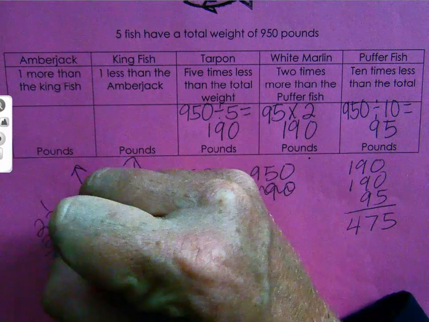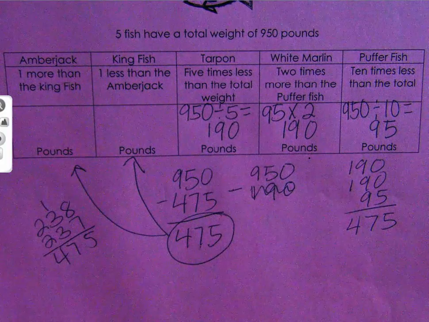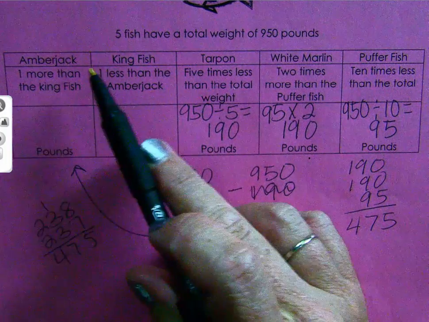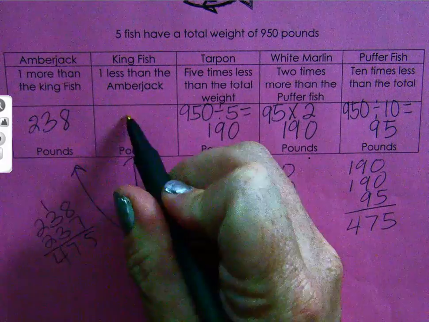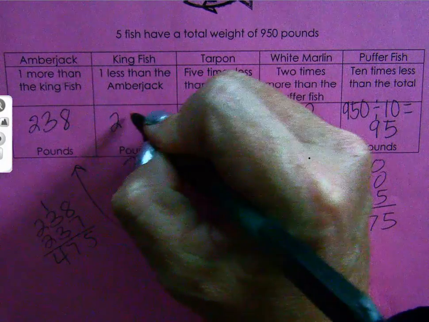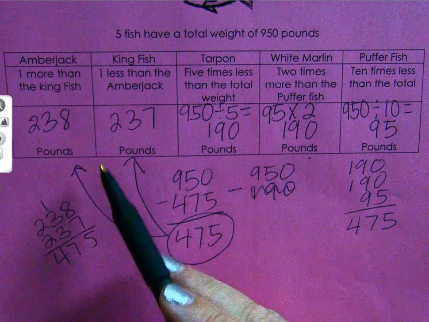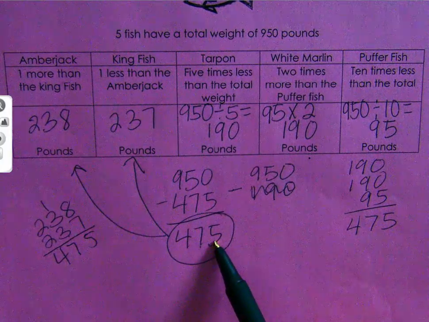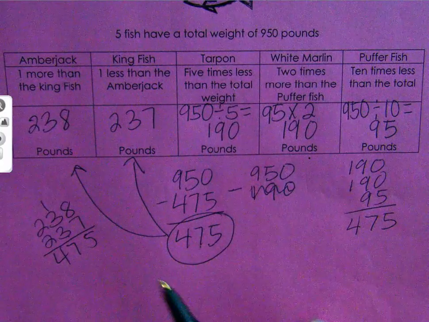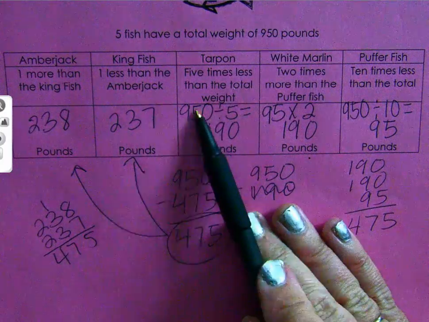I'm going to start with, I know that 238 and 237 are 475. So if the amberjack is 1 more, it would be the 238, and if the kingfish was 1 less, it would be 237. But again, that would be a guess and check. Originally, you just have to estimate, divide it in half, and know that one is more than the other. So this is how you figure out these problems.